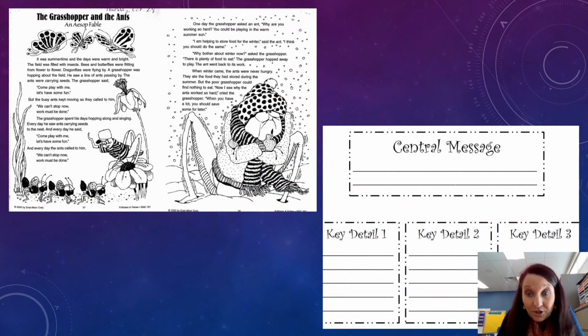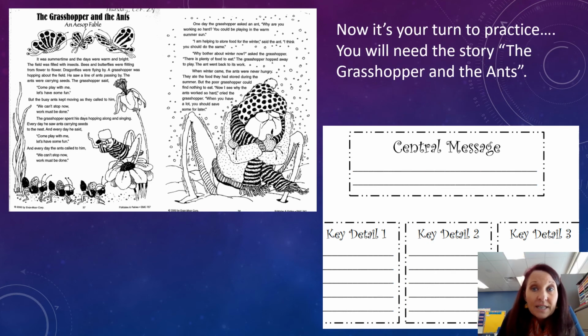Now it's going to be your turn to practice. You're going to need the story, The Grasshopper and the Ants. Again, this is in your red reading folder. If you haven't picked it up, you can also look in the link in Schoology, click on it, and you can read it right there. Or if you have picked up your folder, then this story is in your folder.